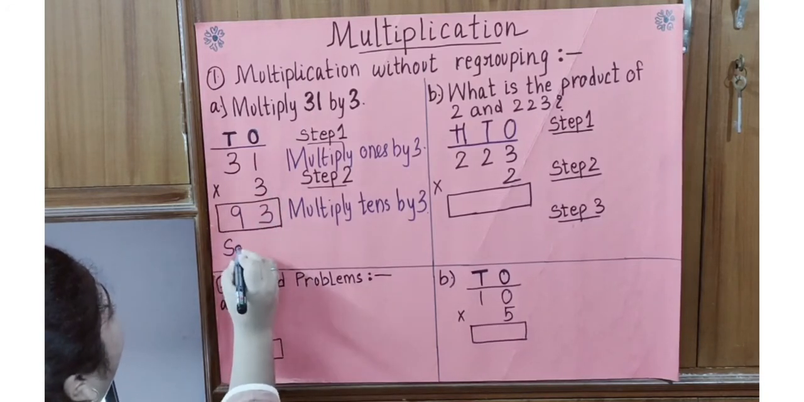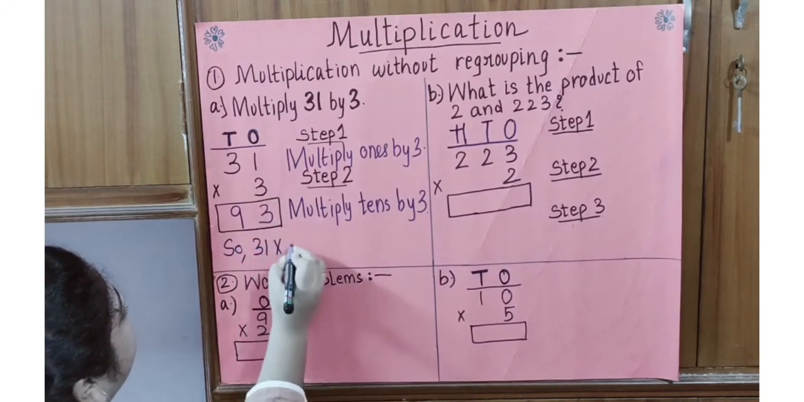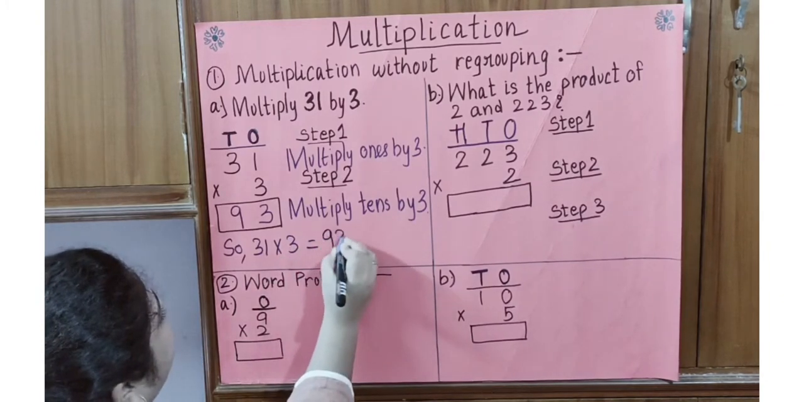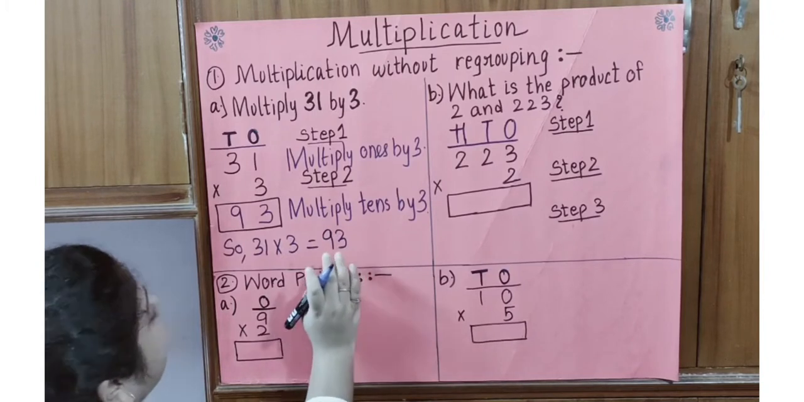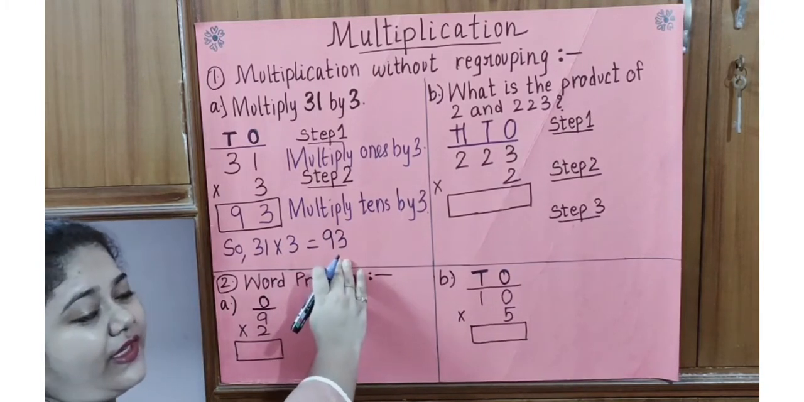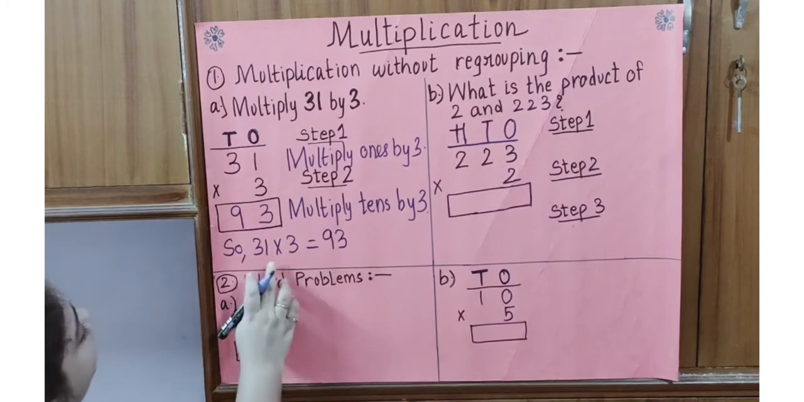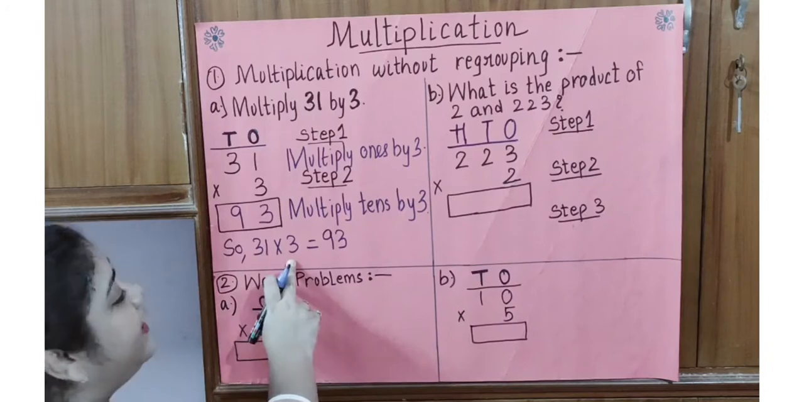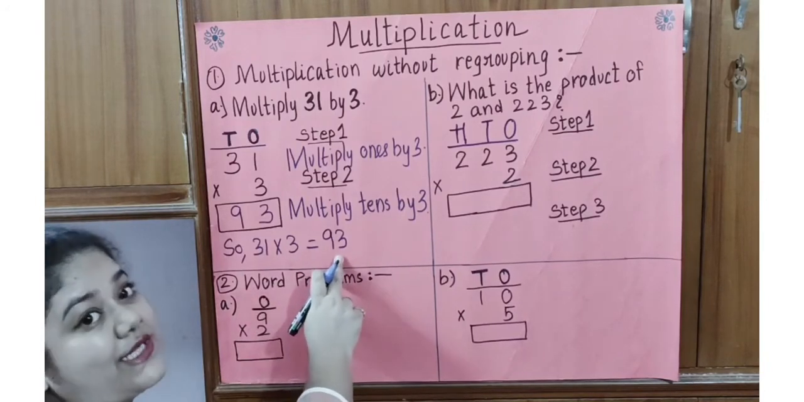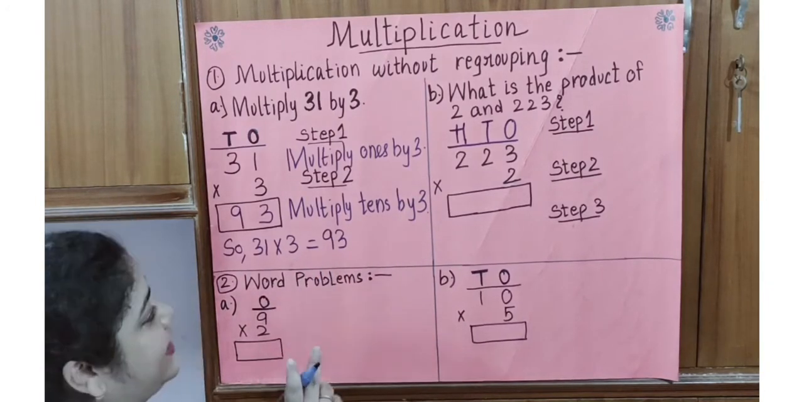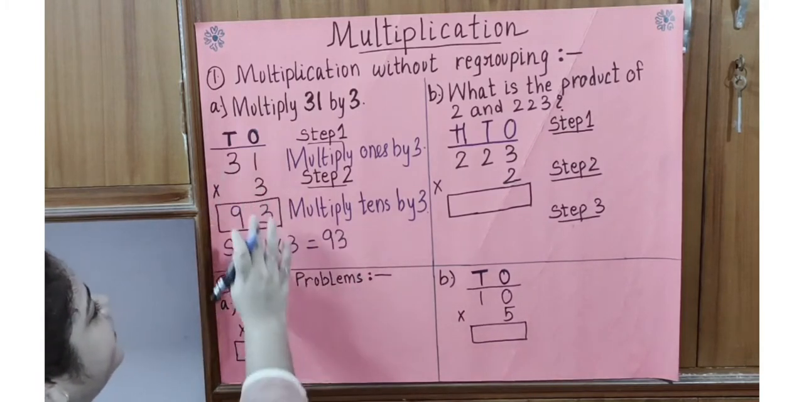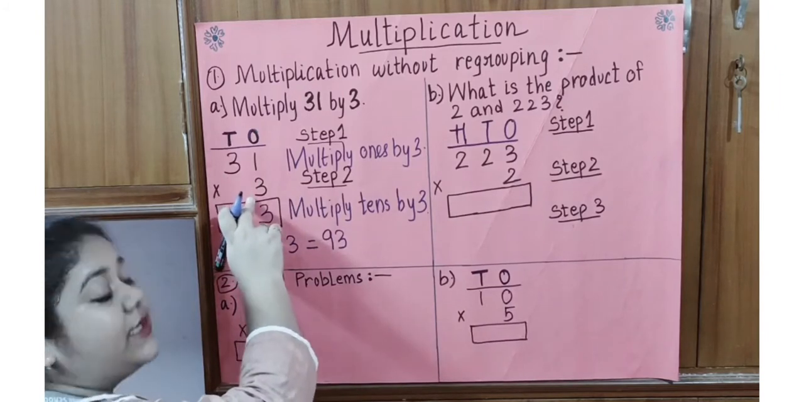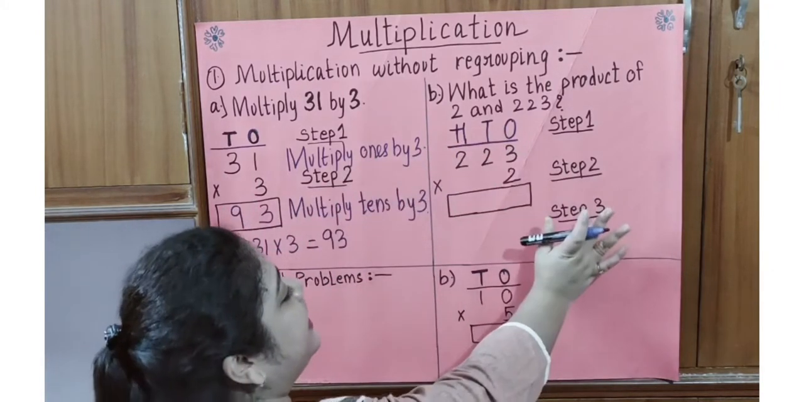So this is how, children, when we multiply 31 into 3, that is equal to 93. So, what is our answer? Our answer is 93. Right, children? Here 31 is the multiplicand, 3 is the multiplier, and 93 is the product. We learned about this, isn't it? So this is how we saw that a 2 digit number can be multiplied with a 1 digit number. Now we move on to the next part.